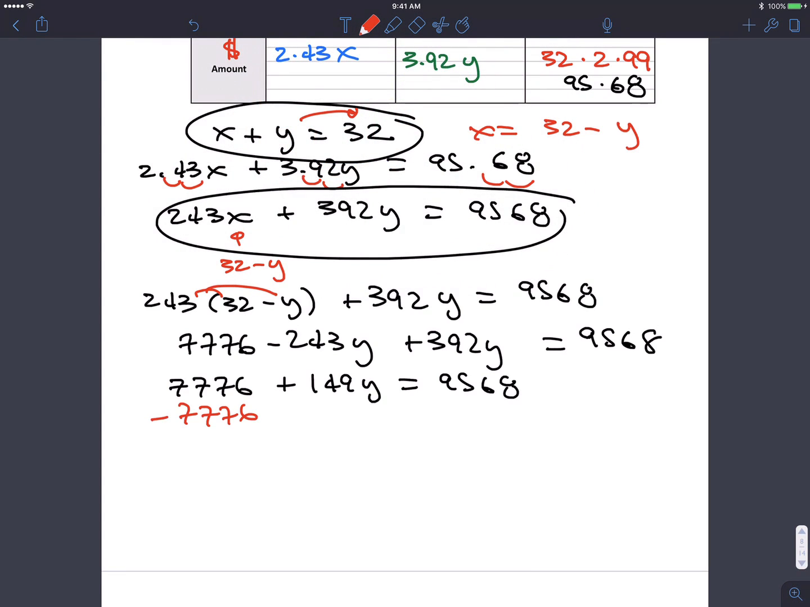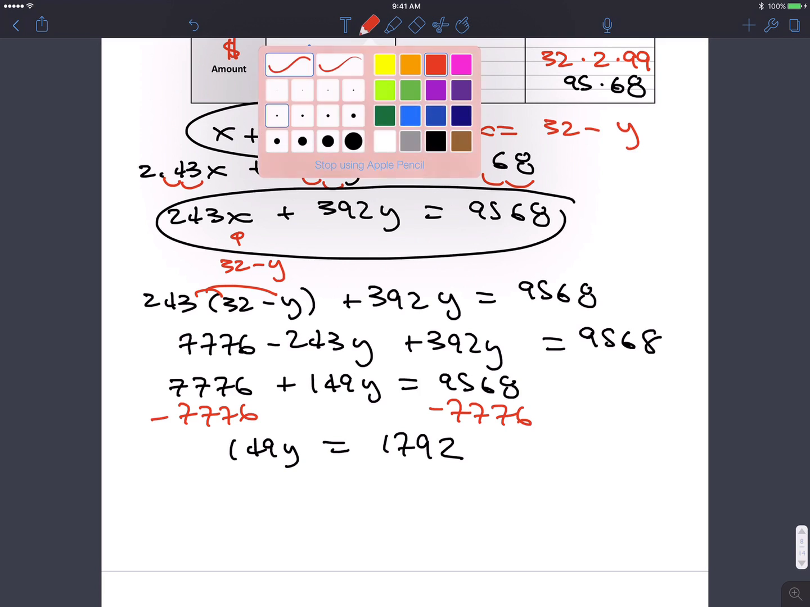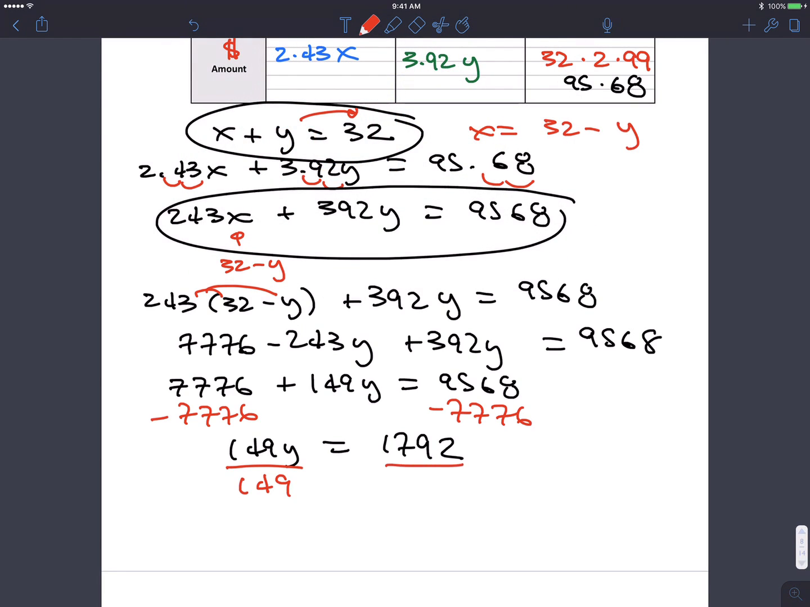Subtract this 776 from both sides, and we'll get 149y will be 95.68 minus the 3 7s and a 6, and you'll have 1792. Divide both sides by 149 to solve for y. We get y equals 1792 divided by 149 gives us approximately 12.